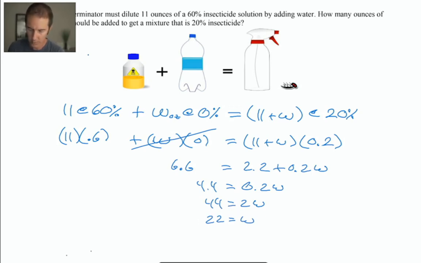I shouldn't have circled it, I should have put a box around it. That's my final answer. Does that make sense as an answer? Does 22 ounces of water make sense? To me it does, because we started with 11 ounces of insecticide at 60% concentration, and we've tripled the volume without changing the amount of actual insecticide that's dissolved in there. So we've gone from a total of 11 ounces to a total of 33 ounces. So tripling the volume leaves only 1/3 the concentration of insecticide per ounce of water, because we didn't increase the amount of insecticide.